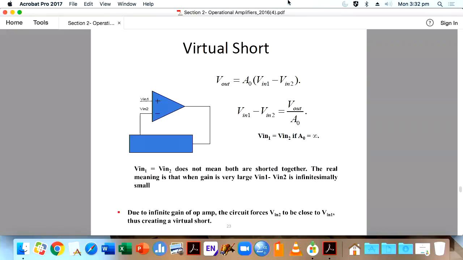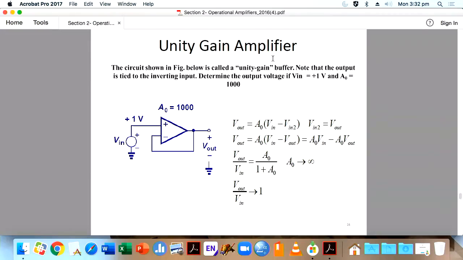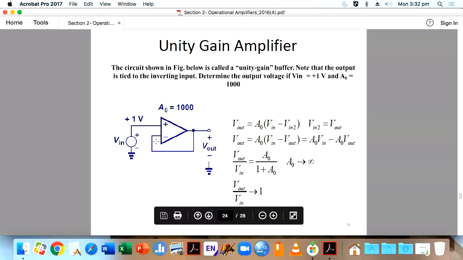So we discussed, yeah, we came up to virtual short. So now we know what is a virtual short. Then the unity gain amplifier. So this circuit is a unity gain amplifier. As I said, your open loop gain equals 1000 here. But now what we are going to find out is how can you say this is a unity gain?